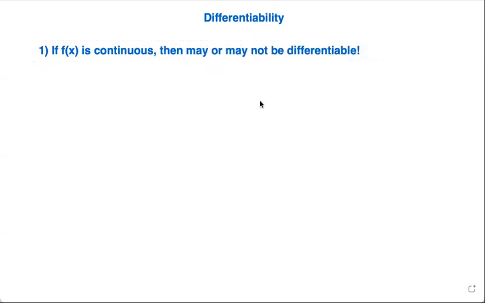So differentiability is the ability to take the derivative. And when can you take the derivative? Rather, when can you not take the derivative? So one of the rules is, if a function is continuous, well, then it may or may not be differentiable. I mean, you may not be able to take the derivative. Okay, so, well, what does that mean overall?